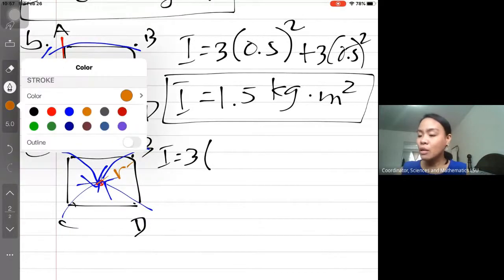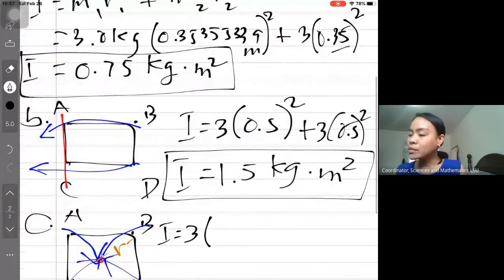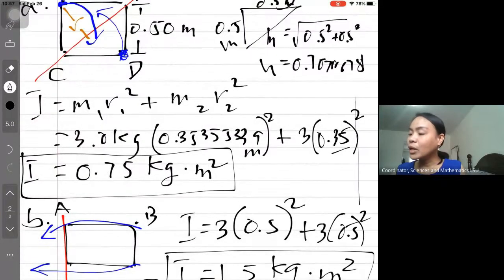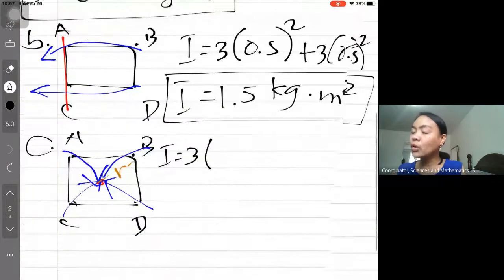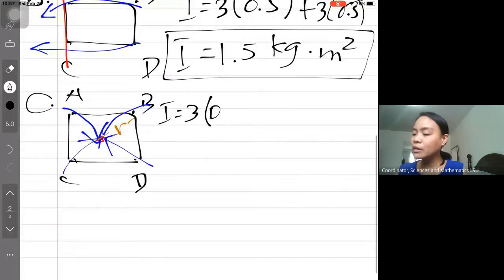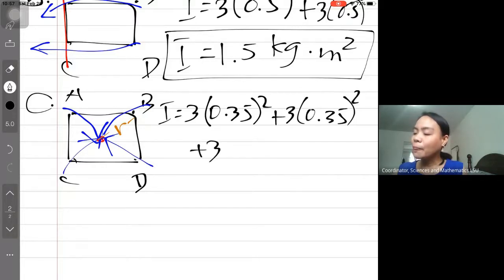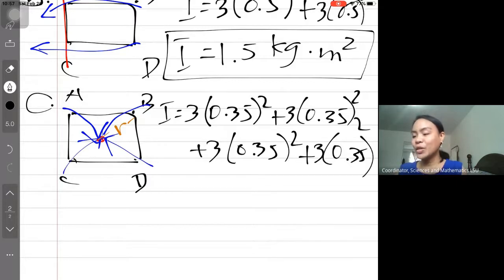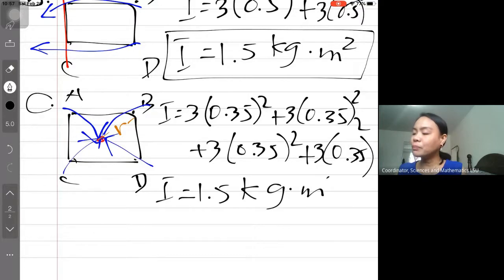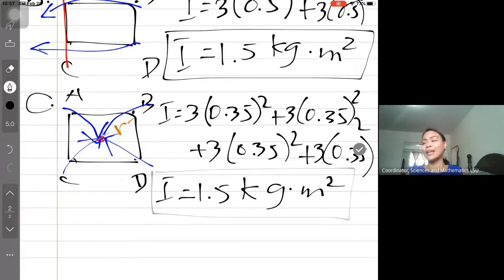All right. So our distance r was 0.35 squared. Again, please do not round off yet. So 0.35 squared plus 3 times 0.35. They have the same distances, and finally plus 0.35 squared. So our moment of inertia is 1.5 kilogram meter squared for letter C if we are rotating at the center.